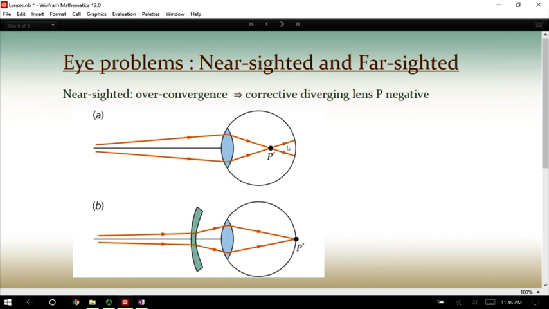Okay, and how do you solve this problem? Well, if it's originally over converging, maybe we can make it so that it does not converge as much. So if you put a diverging lens in front, the rays of light coming from far away will first diverge, and as they diverge, if you put the eye lens in front of those diverging rays, the eye lens, with its over convergence, will now converge them on the retina, and the person will be able to see it. So that's nearsighted.